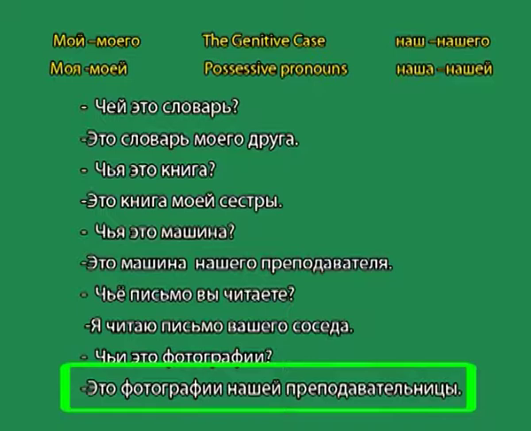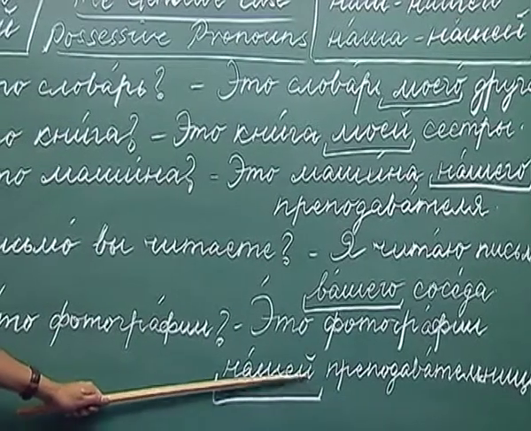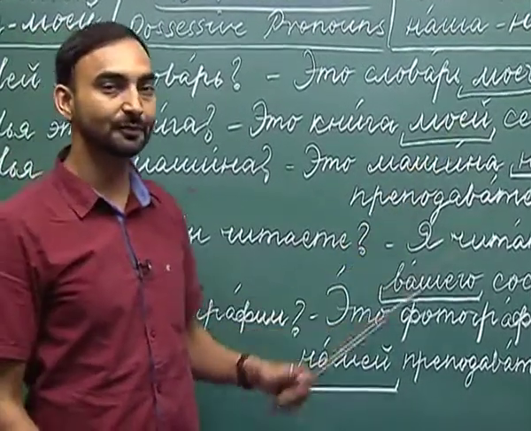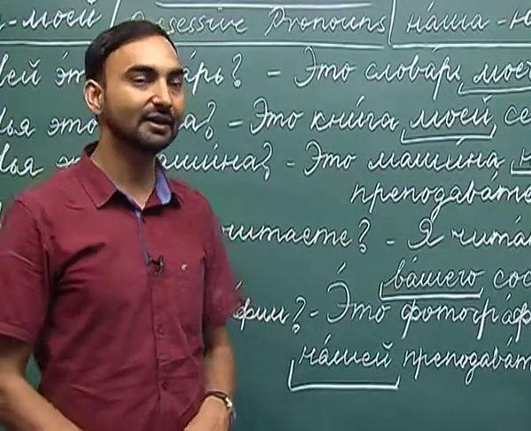Это фотографии нашей преподавательницы. These are our teacher's photographs. So as you can see here, nasha has become nashei. So these are the forms of possessive pronouns in the genitive case.